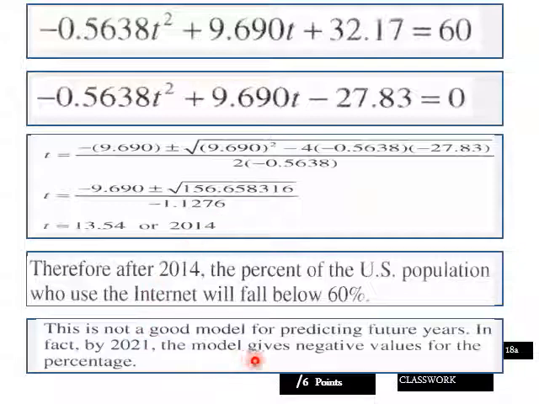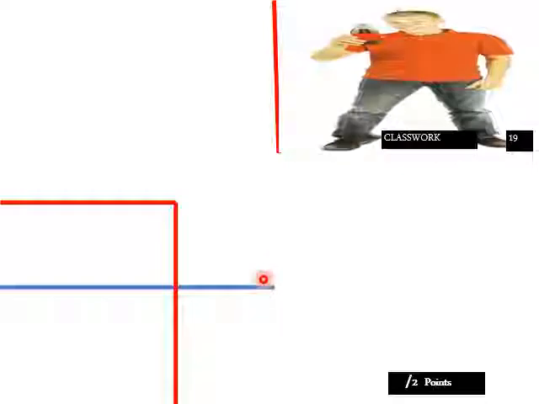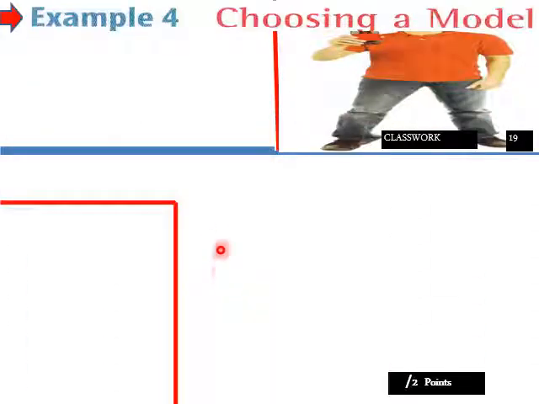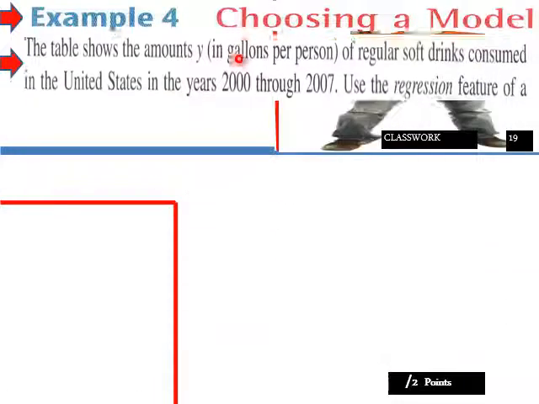This is not a good model for predicting future years. In fact, by 2021, the model gives a negative value for the percentage. So the model really doesn't make any sense, is what it amounts to. So you've got to use another model, or your data is wrong.